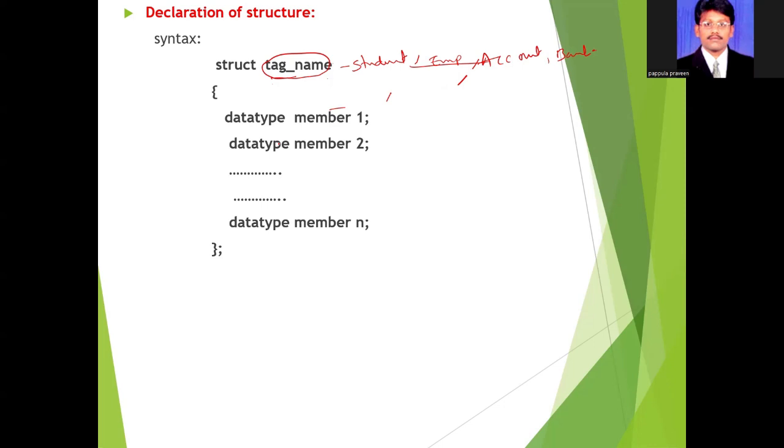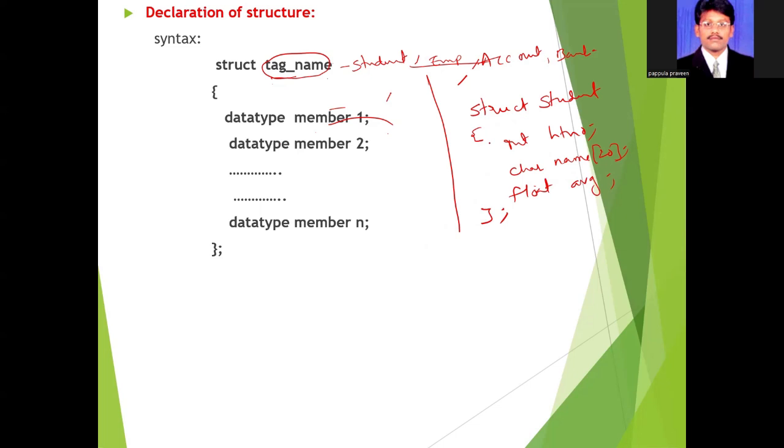struct tag name, then data type, member one. What is member one? I want to write here one structure: struct student, open bracket, int hall ticket number or int roll number, char name of the student with size 20 bytes, and float average marks, plus a semicolon. See how many data items are here? We have three data items. One is integer, another one is float, the third one is character.